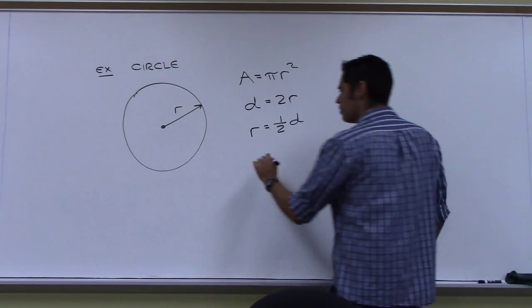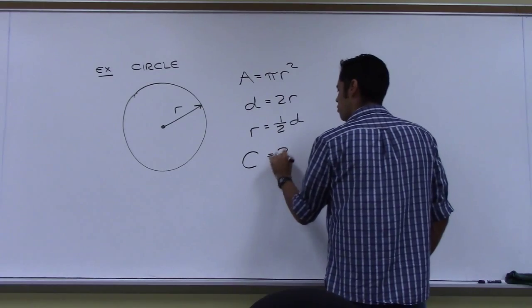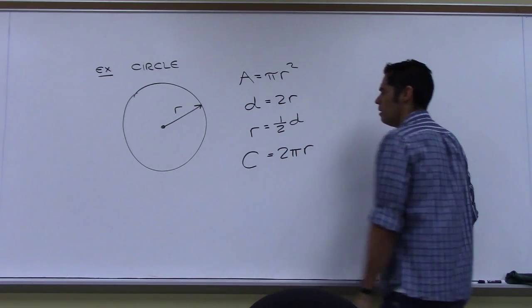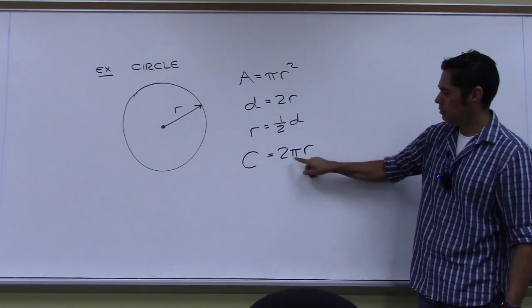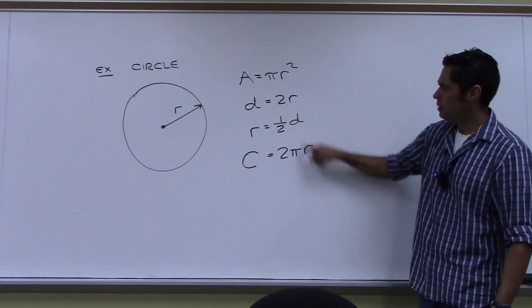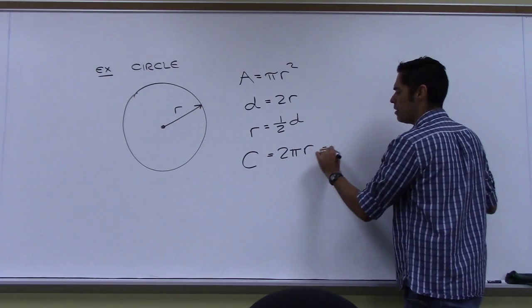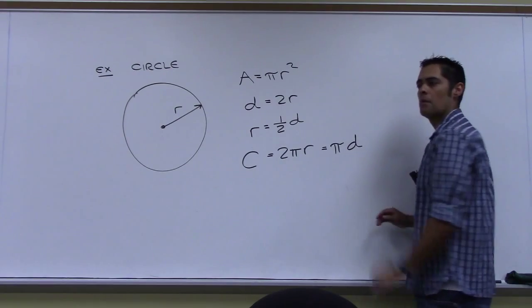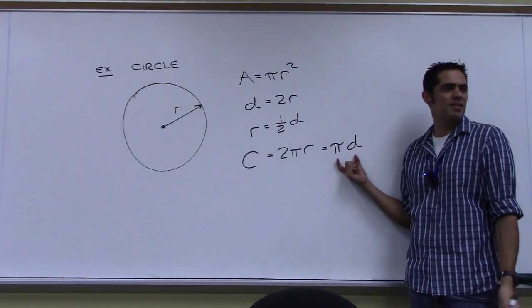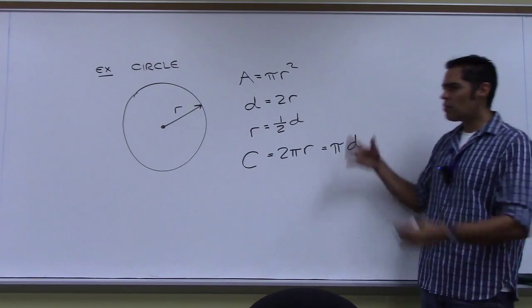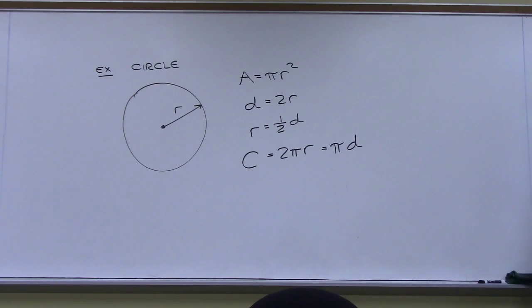What other things do you know about circles? Circumference, capital C, is 2 pi r. But what's 2 times r? It's the diameter. So you also have a formula that says pi d. That's not as well known, but it's the same thing. So these are all just the general things we know about circles. If I fix a radius for you, you can give me all that information, can't you?